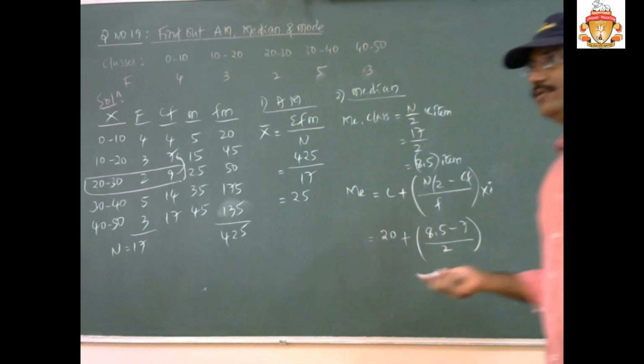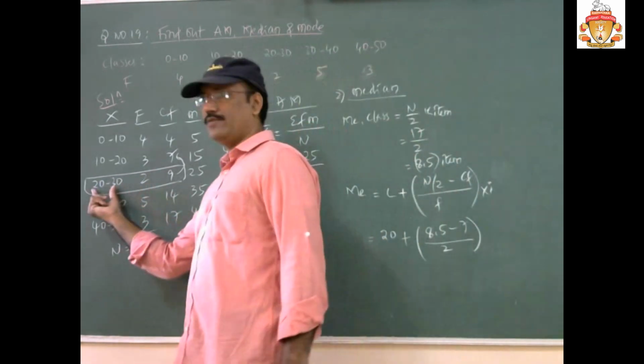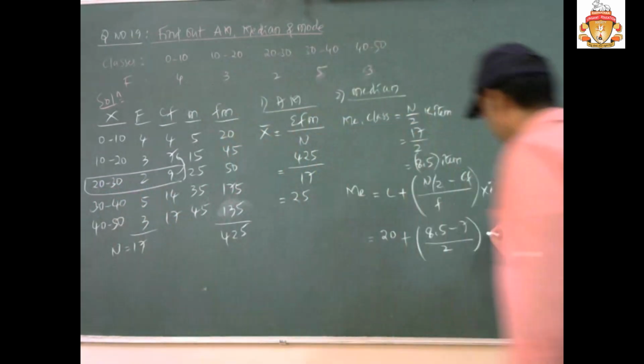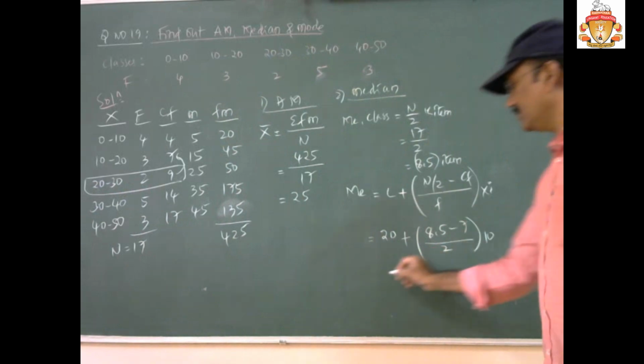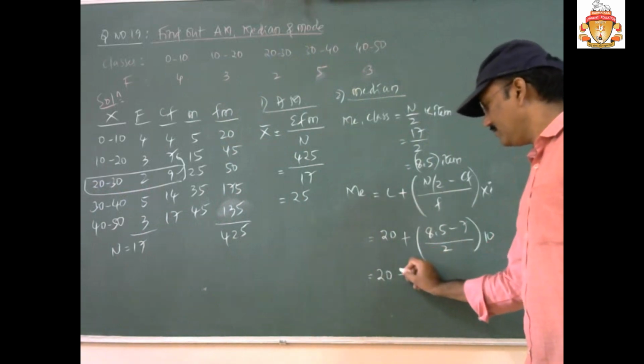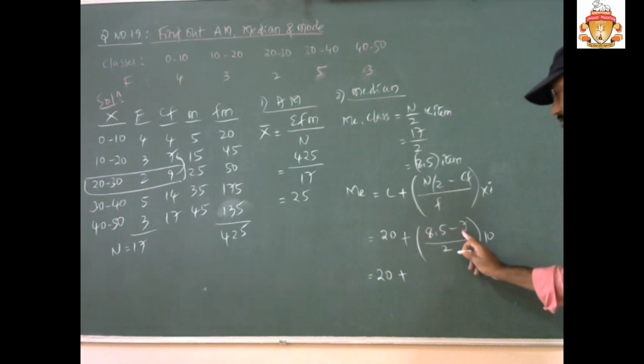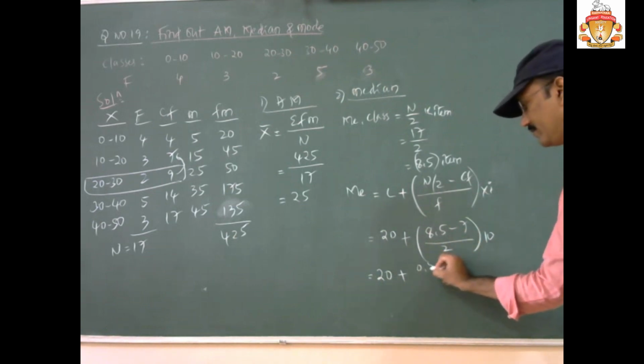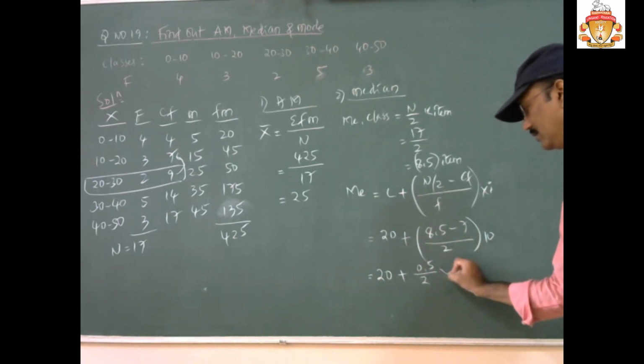Into I means how much? Width of the class. What is width here? 20 and 30, so 10. Simplify this one. 8.5 minus 7 is 0.5, divided by 2, into 10.